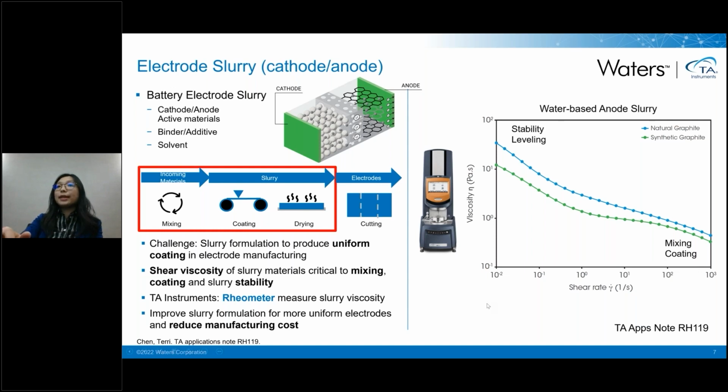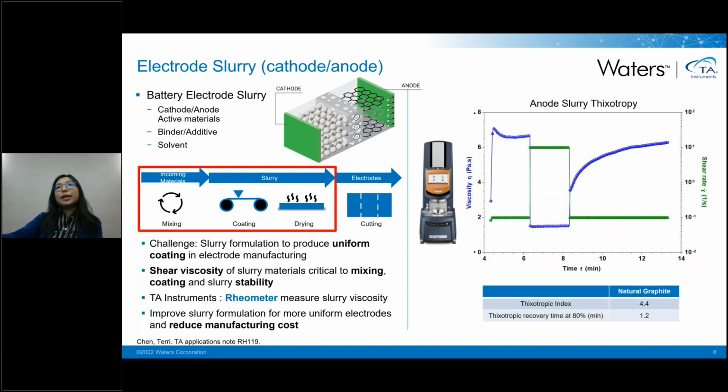When you look at the low shear rate viscosity, you typically want a high value. The high value gives you more stability and better leveling after your coating process. Understanding both parameters can help you reduce manufacturing costs. The other test we use on the rheometer is the thixotropy test.